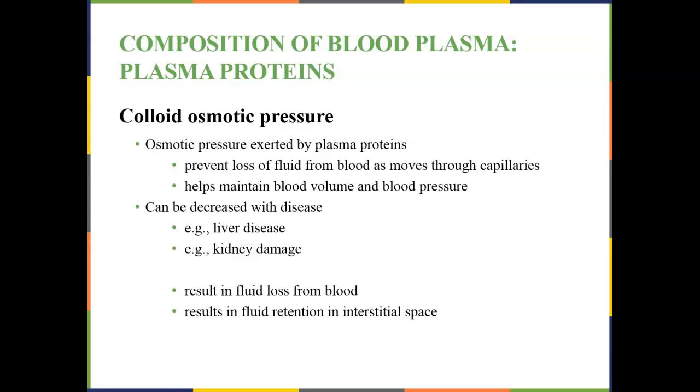If our liver is not functioning properly, then we're not going to produce these proteins. And if we don't have as many proteins in our blood, that reduces our colloid osmotic pressure, and this can result in a loss of fluid from our blood. The fluid can then be retained in interstitial spaces, causing severe edema or ascites.